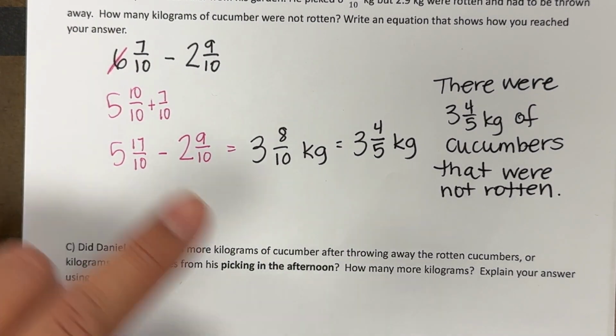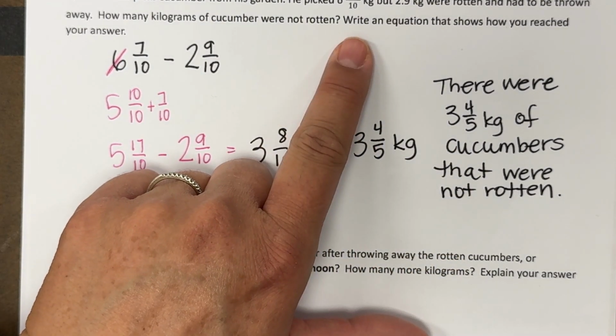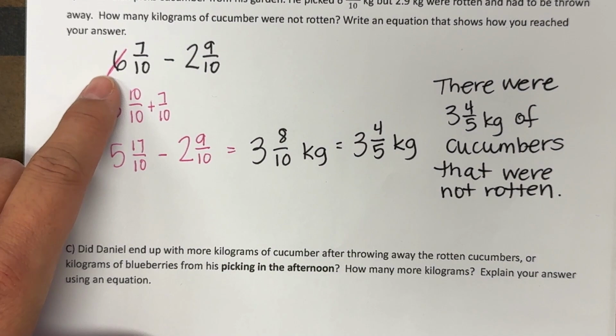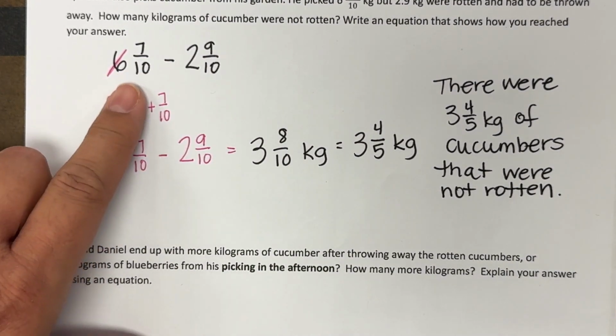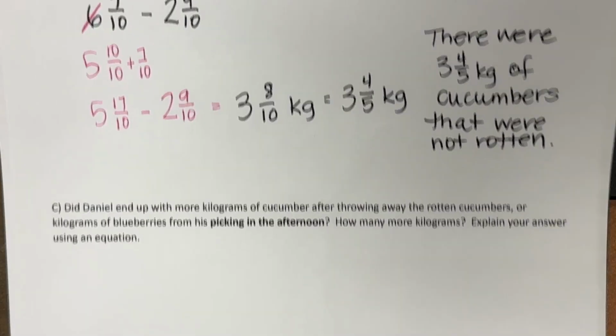Okay, so we have our answer here. Okay, we've done that, and it says write an equation that shows how you reached your answer. This is your equation, okay? You don't really need to do anything else. Okay, next.